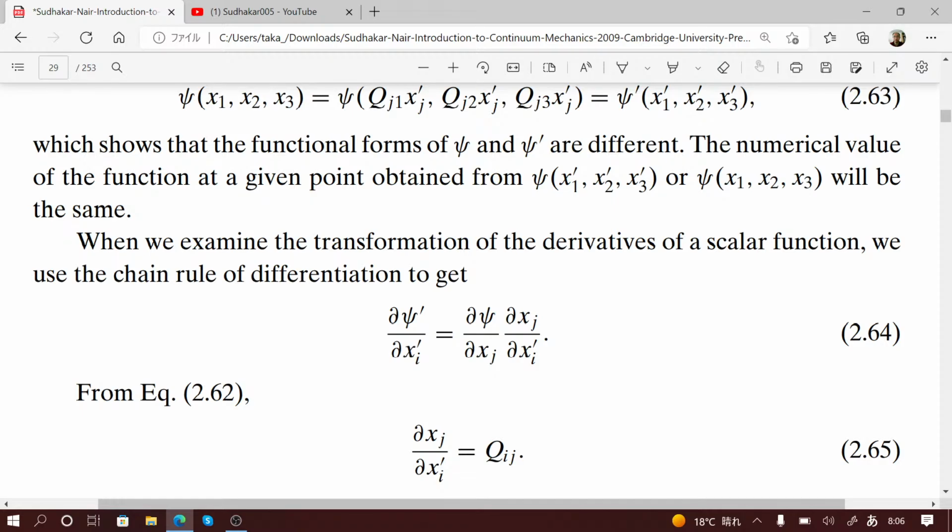Tensors. In 3D space, the 9 quantities T_ij are called the components of a tensor T of rank 2 if they obey the transformation rule T_ij prime equals q_im q_jn T_mn, when the two coordinate systems are related by the rotation x_i prime equals q_ij x_j.